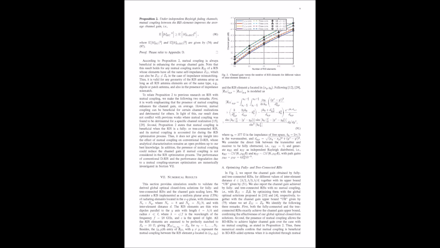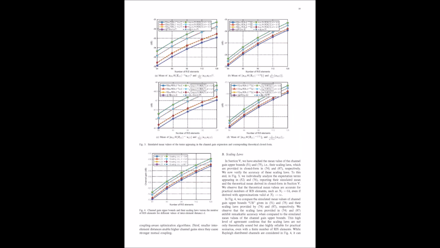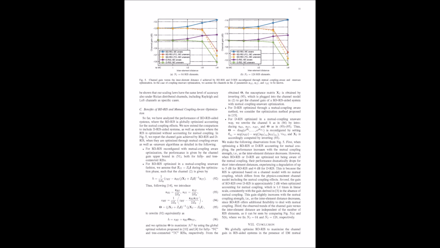Now they also look at different levels of mutual coupling. Yeah, so they change the spacing between the elements to change the amount of mutual coupling. And what they find is that stronger mutual coupling actually leads to even higher channel gain. So the more mutual coupling, the better, as long as you're optimizing for it correctly. Okay, so it's not a bad thing in and of itself. Right. You just have to know how to use it. Yeah, you have to be smart about it.